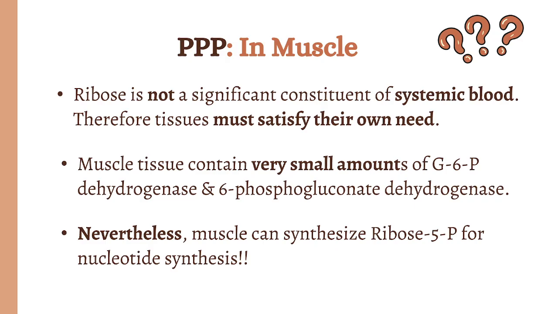Muscle tissue contains very small amounts of glucose 6-phosphate dehydrogenase and 6-phosphogluconate dehydrogenase, that is, the 2 enzymes of the first phase of the pentose phosphate pathway. Nevertheless, muscle can synthesize ribose 5-phosphate for nucleotide synthesis. How is that? How can the muscles, while they do not contain the first 2 enzymes required for the pentose phosphate pathway, still generate ribose phosphate for their nucleotide synthesis?